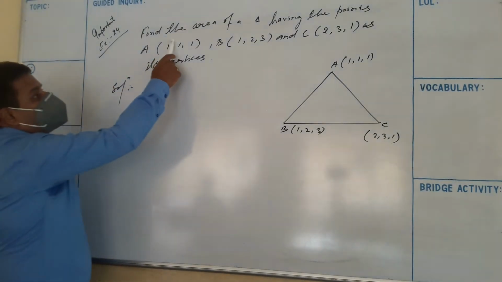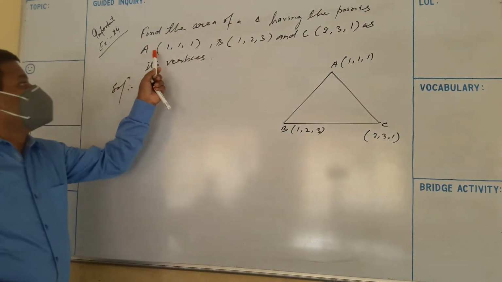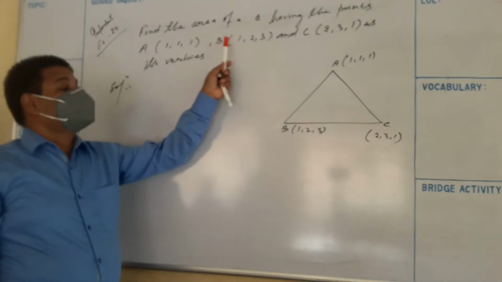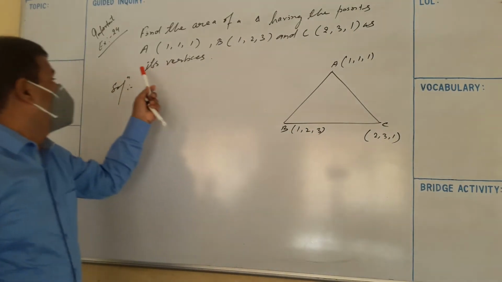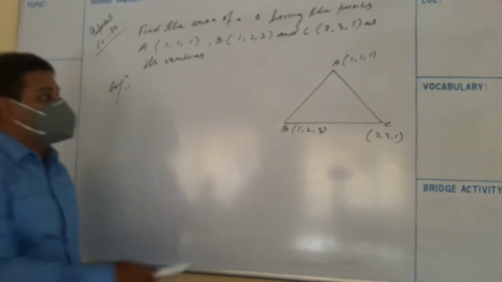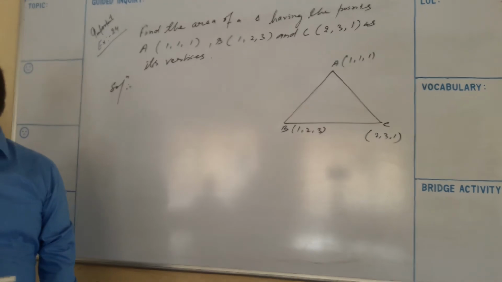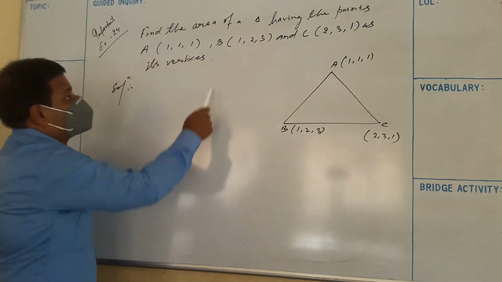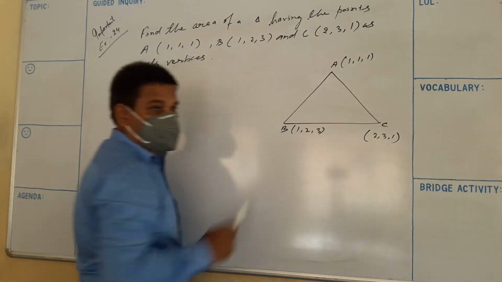Find the area of a triangle having the vertices A (1, 1, 1), B (1, 2, 3), C (2, 3, 1). So draw a triangle ABC with vertices A (1, 1, 1), B (1, 2, 3), C (2, 3, 1).